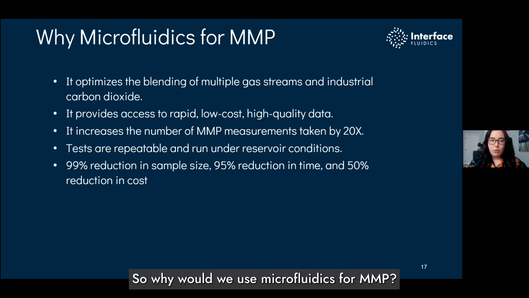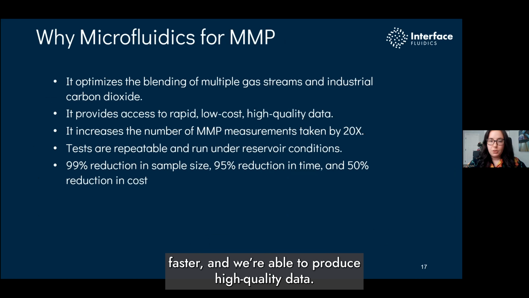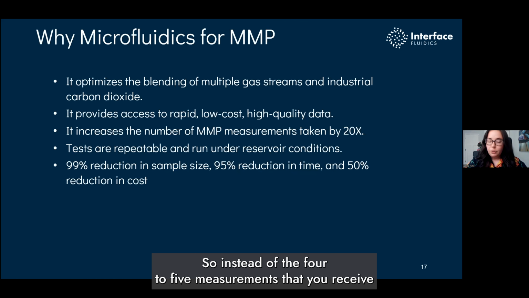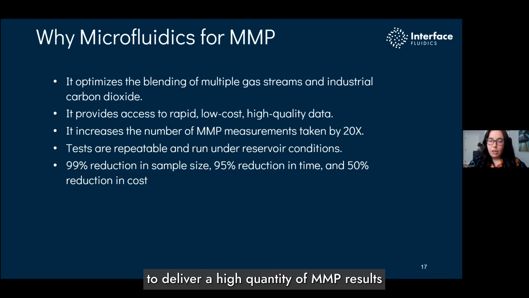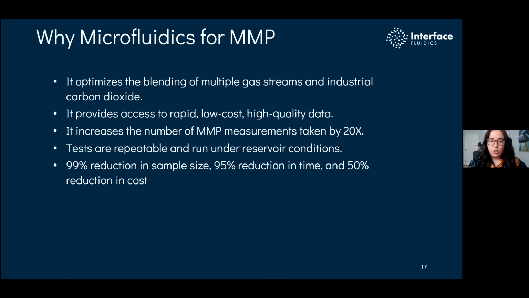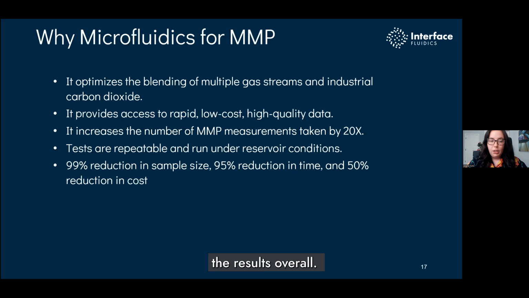So why would we use microfluidics for MMP? Well, it's quite simple. It's a lot cheaper, it's faster, and we're able to produce high quality data. We've actually increased the number of MMP measurements that we can deliver to our clients by over 20 times. So instead of the 4 to 5 measurements that you receive from a slim tube, and then you take those and interpolate them, we're actually able to deliver a high quantity of MMP results, which eliminates the need for interpolation and improves the results overall.